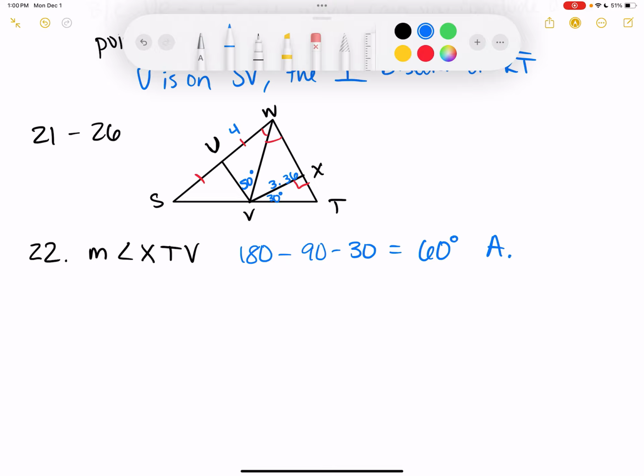24, VU. So we want to find the measure of VU. Oh, I just realized I forgot a marking. That is also a right angle there.